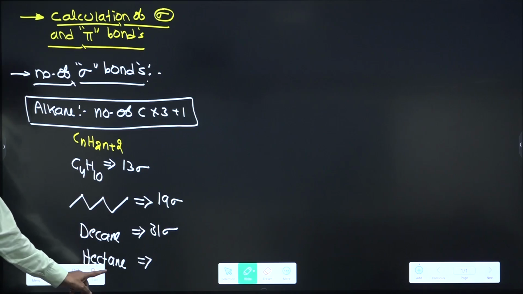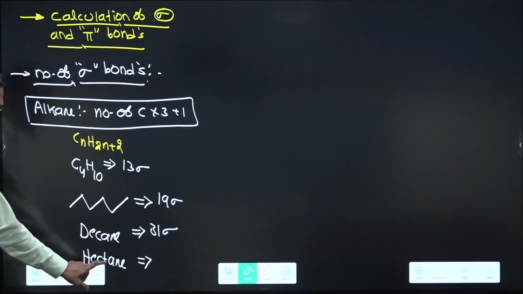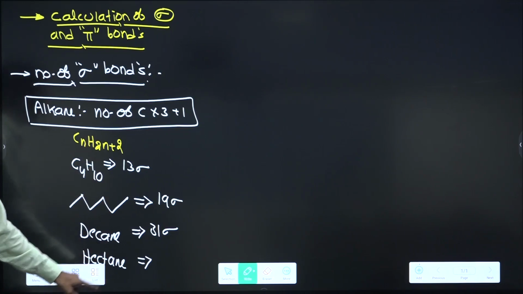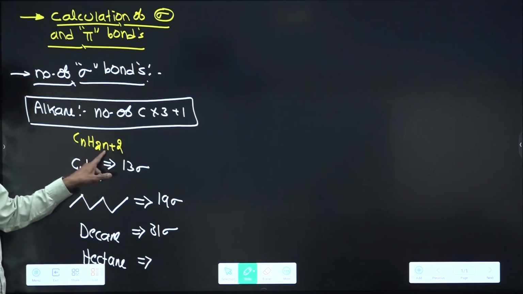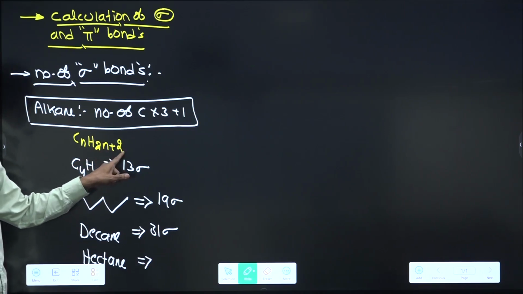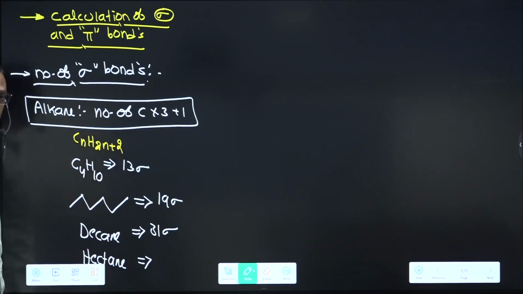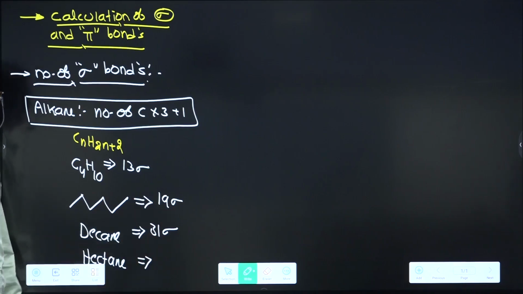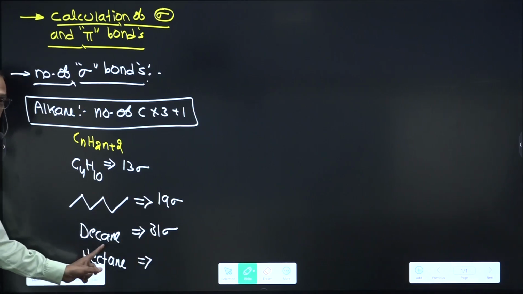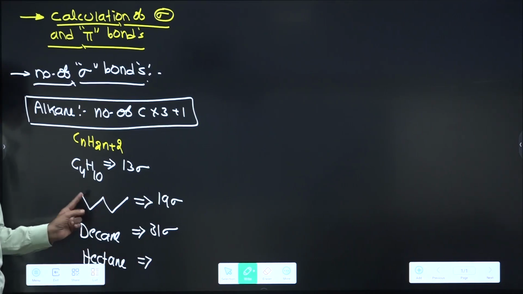So what is the alkane general formula? If you substitute C100 in this, 2 into 100 is 200, plus 2, 202. So C100H202. Hectane means 100.